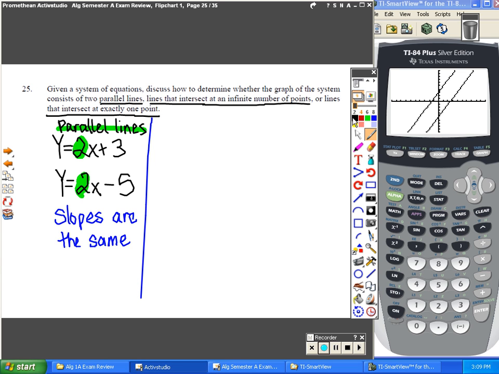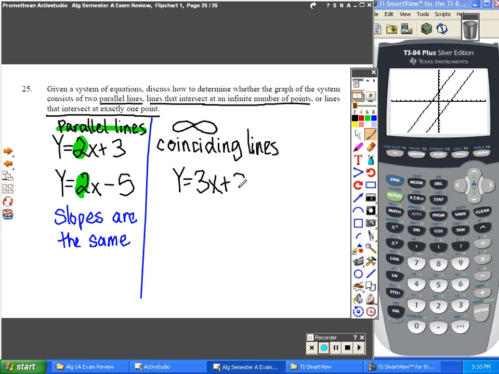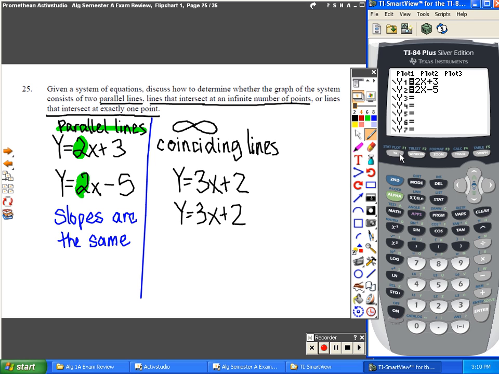The next thing we have to look at is lines that intersect at an infinite number of points. And what this is called is coinciding lines. And what coinciding lines means is that you have one line and then you're given the exact same line. So if you look at a graph where this one said 3x plus 2, this one would also say 3x plus 2.